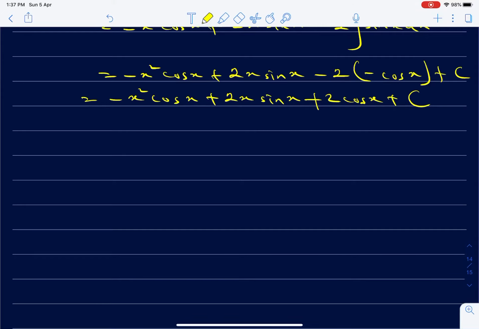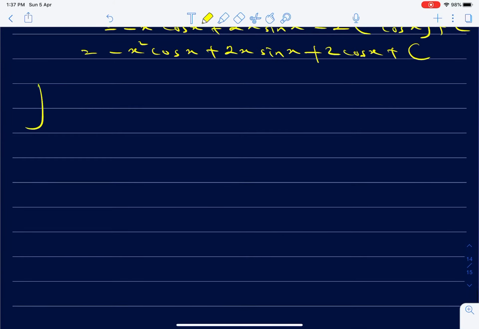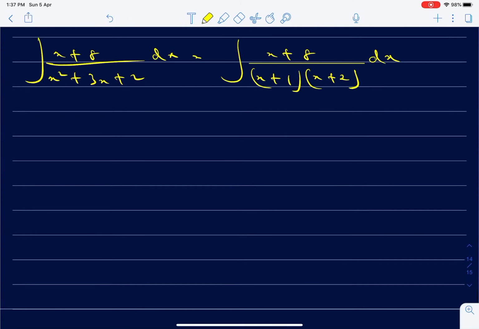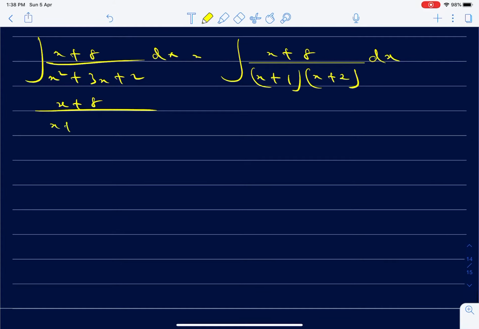And that's it. So the next, we have evaluate the integral of x plus 8 divided by x squared plus 3x plus 2 with respect to x. The technique appropriate here is integration by parts. So this is the same as the integral of x plus 8 divided by, when you factorize the denominator, you have x plus 1 times x plus 2 with respect to x.